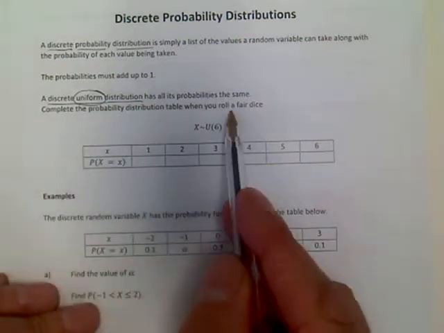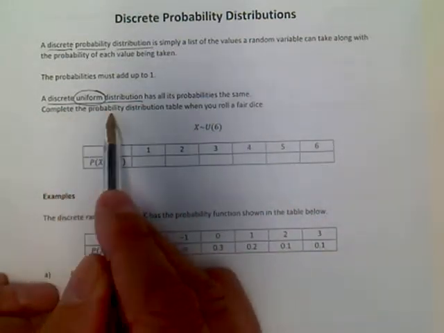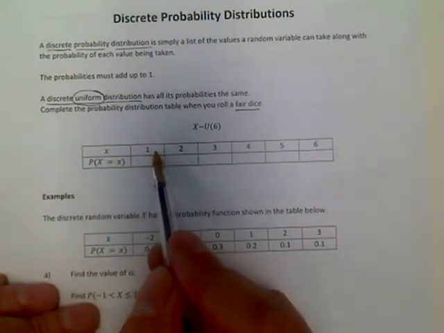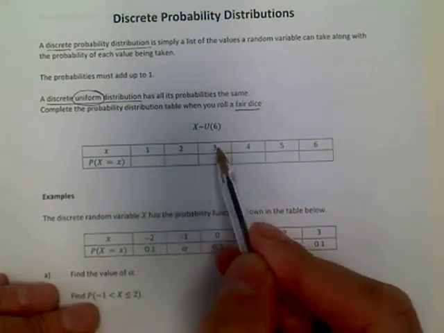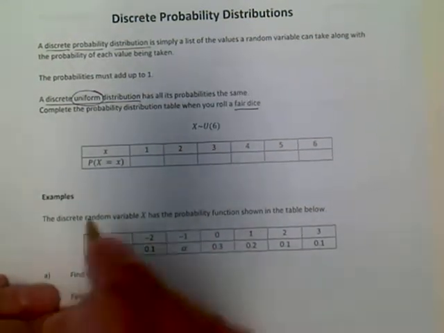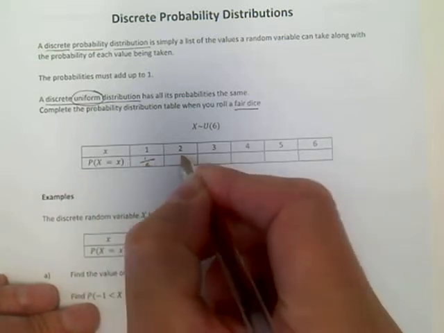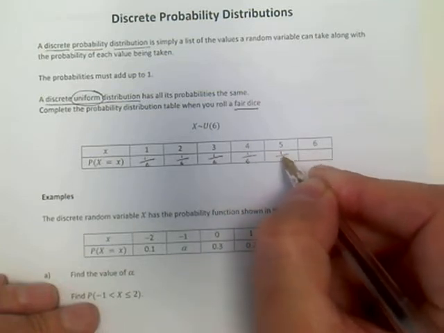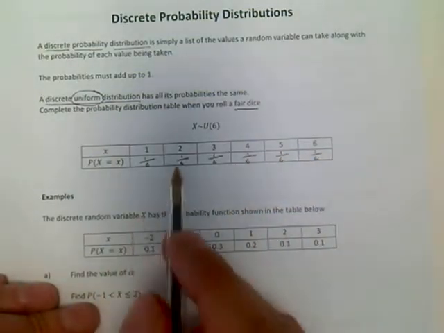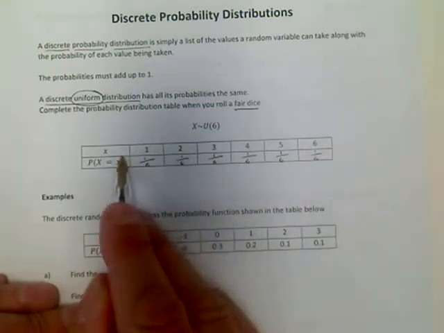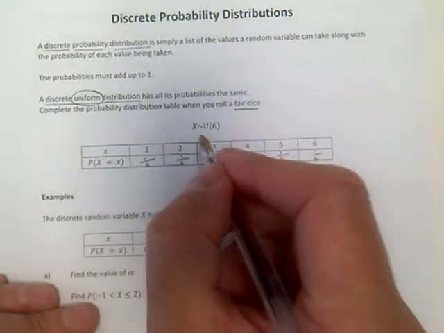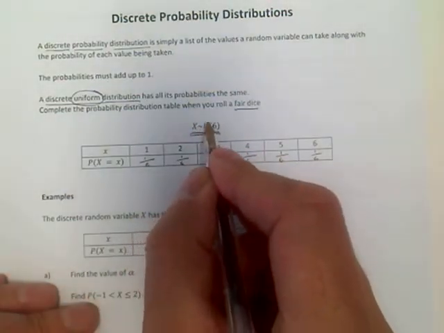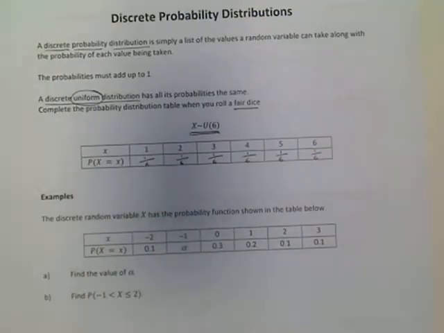So again, let's talk about this example here. It says complete the probability distribution when you roll a fair dice. So we roll a fair dice. The numbers that can come out of this are 1, 2, 3, 4, 5 and 6. And the probability of each of those numbers is 1 over 6. So they are identical. So that is a discrete uniform distribution. We can write that using a capital U, so x is distributed uniformly from 1 to 6.